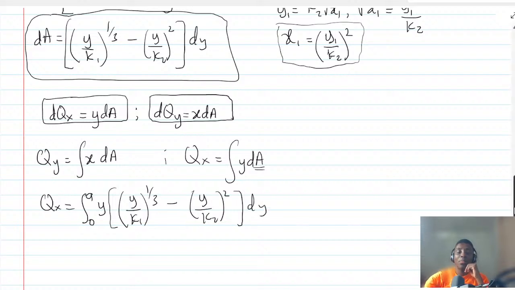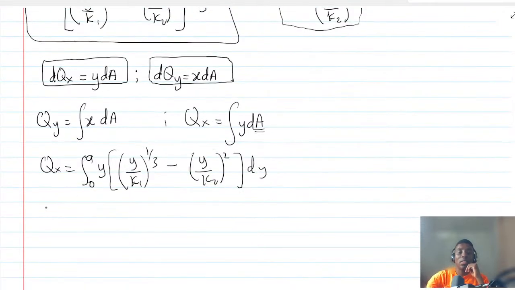So let's simplify this. Qx is going to be the integration from 0 to a. I'm going to multiply through by y. So if you have y multiplying y to the power 1/3, then the powers will add.